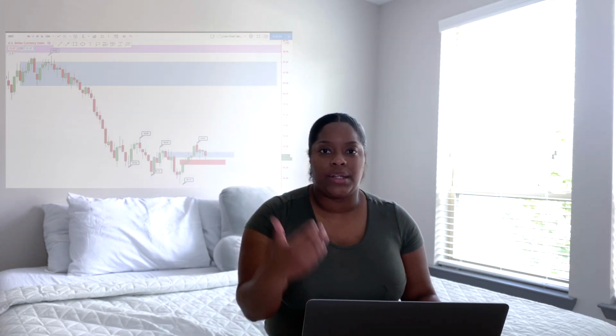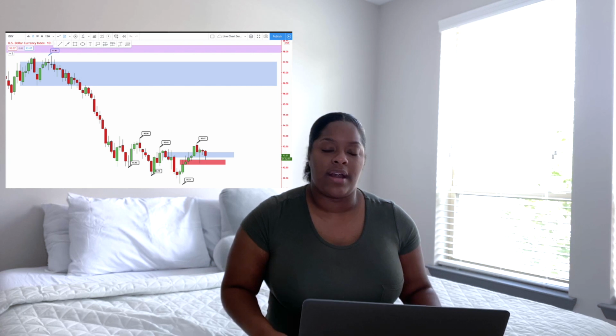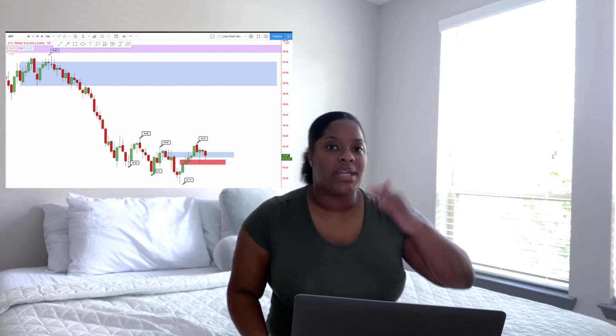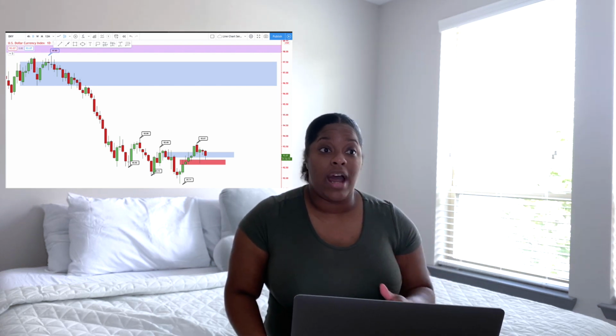So let's go ahead and let's get into the dollar index. Now, when dealing with the dollar index, if you've been following me for quite some time, I've been telling you guys about the $93.50 area, right? Where if price could stay below it, we could see price continue to drop. And we got some pretty good trades off of that, right?